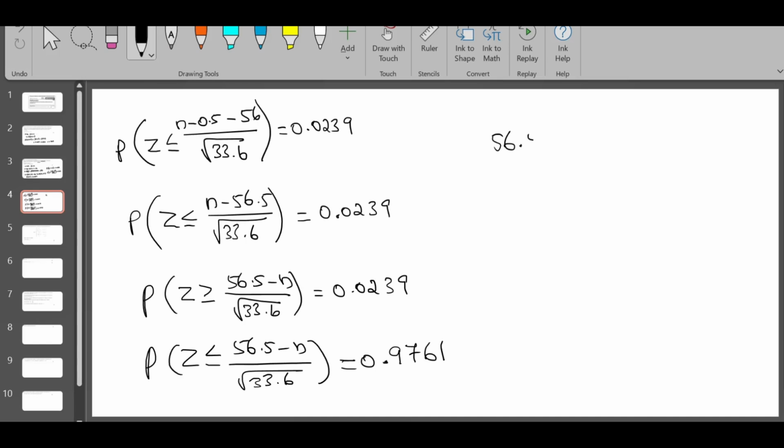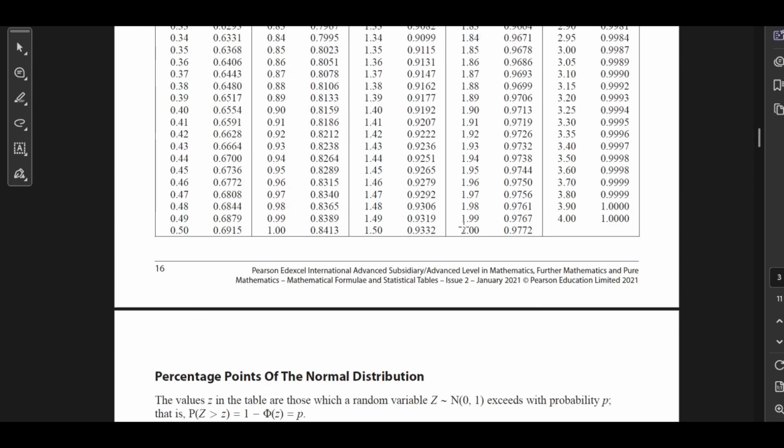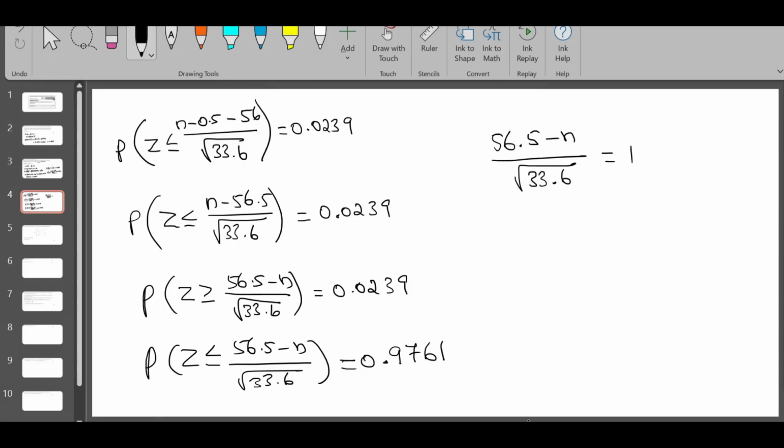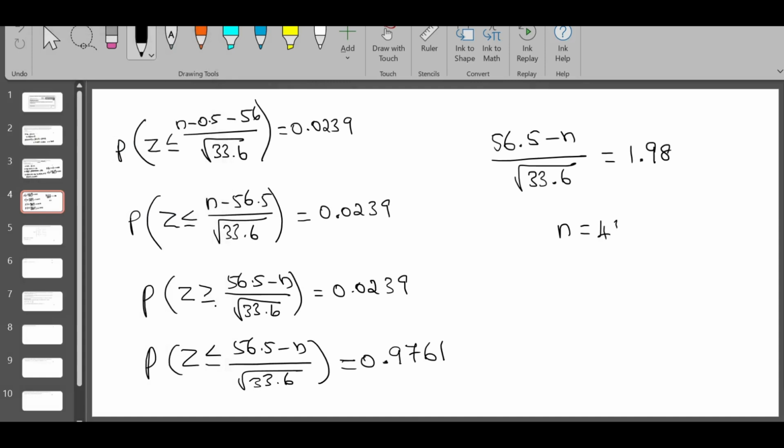So from the table, I'm going to find the value corresponding to 0.9761. So 56.5 minus n over square root of 33.6 is, 0.9761 is here, 1.98. Make n the subject now. So let's calculate n now. 56.5 minus 1.98 times square root of 33.6. So n is 45.